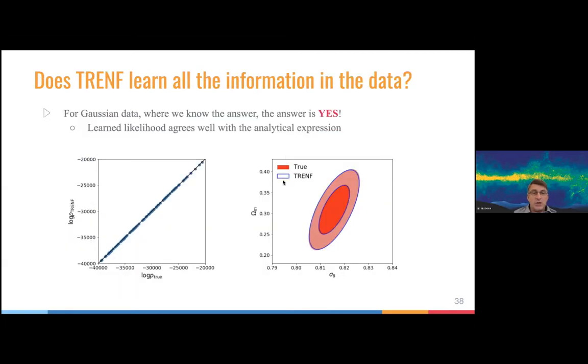All right, so do we recover correct information in the situations where we know the answer? Here's the Gaussian case, which as I said before, in that case, we do know the answer. And we basically get perfect results in this case, both in terms of cosmological parameters and in terms of the likelihoods. So it certainly recovers the correct answer in the cases where we can verify.